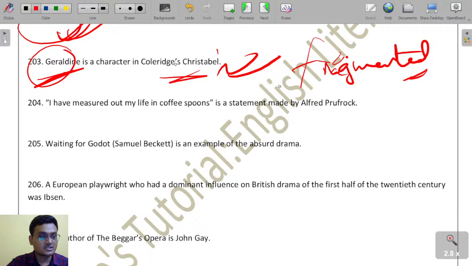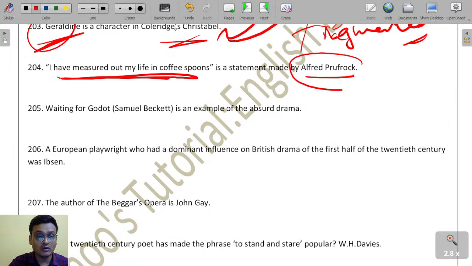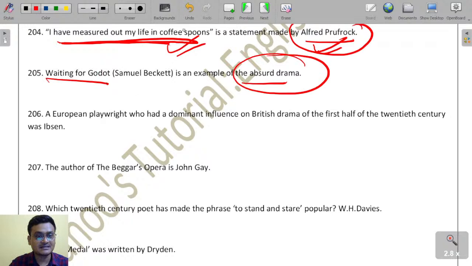I have measured out my life in coffee spoons. A statement made by Alfred Prufrock, okay. The Love Song of J. Alfred Prufrock by T.S. Eliot. I have measured out my life in coffee spoons. Waiting for Godot, Samuel Beckett is an example for the absurd, isn't it?